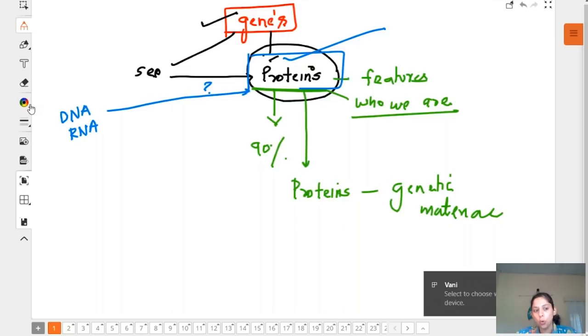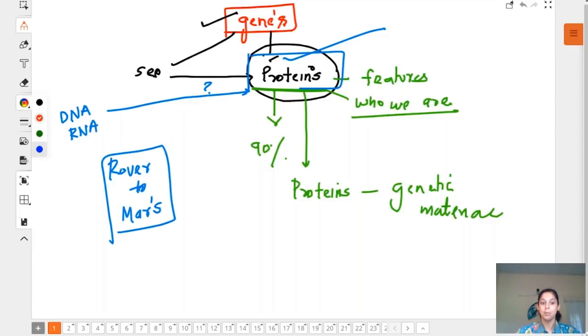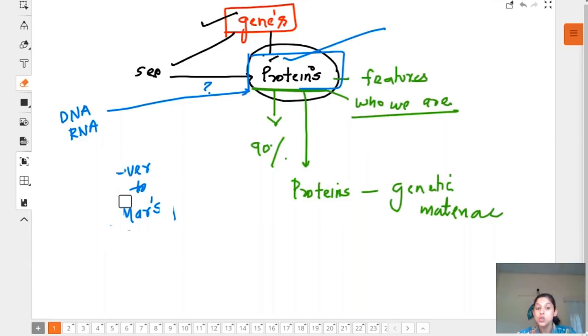Fifty years ago, I would have told the world, hey, listen, I will send a rover to Mars. Now Elon Musk is even sending people to the moon. But if 50 years ago I had said I'll make a rover and send it to Mars, they would have said, this woman has gone mad. Yes or no? So at that time, everybody said, no, no, no.